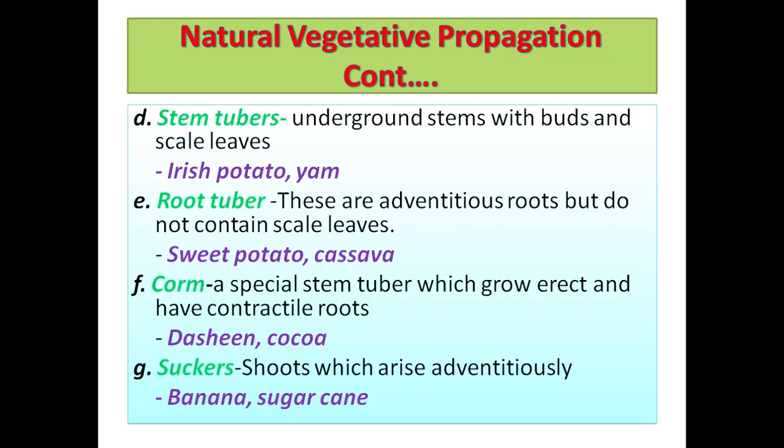D, stem tubers, underground stems with buds and scale leaves. For example, your Irish potato and your yam. So your yam is a stem. Your Irish potato is a stem. It's a stem of a plant, but it's underground.